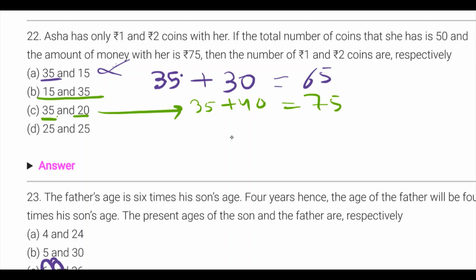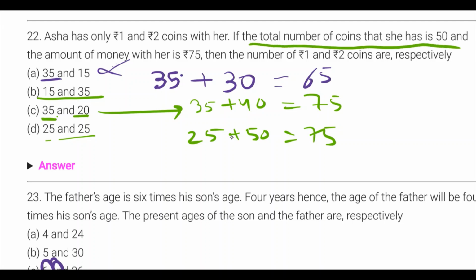And 25 and 25, right? So 25 plus 50, 75. We're getting two options. But given that the total number of coins that she has is 50, so 25 plus 25 is 50 coins here. This is 55. So option D is the correct answer.